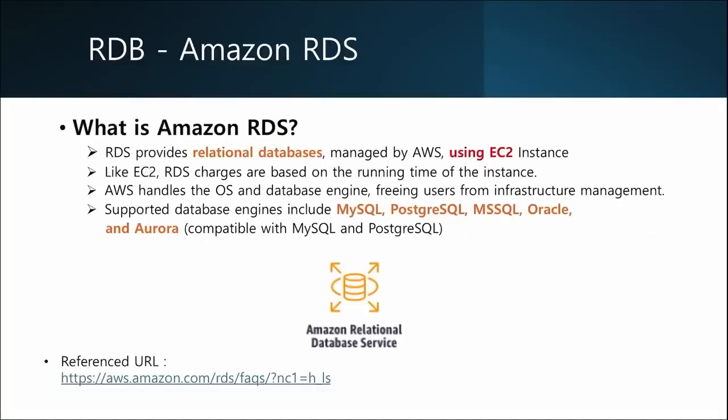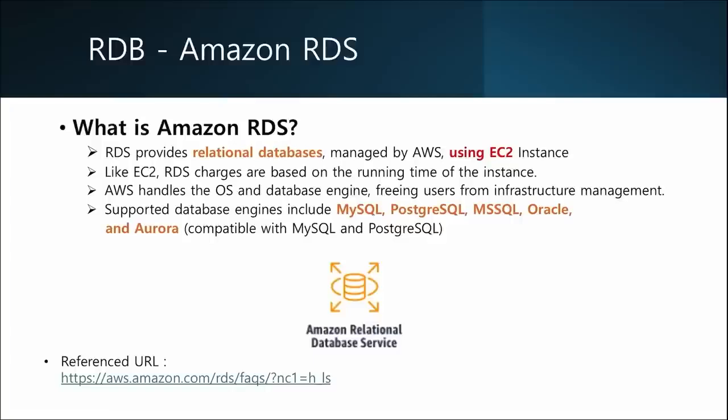Earlier, we looked at database types. Now, let's take a look at the database services provided by AWS one by one. First, let's learn about Amazon RDS, an AWS service supported in RDB format. Amazon RDS is an AWS service that supports relational databases.